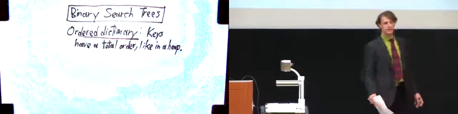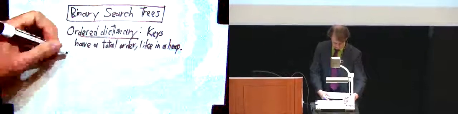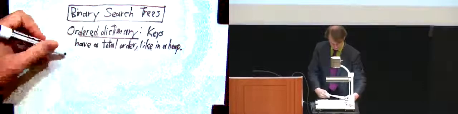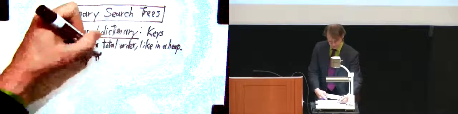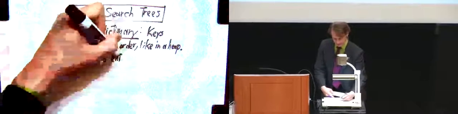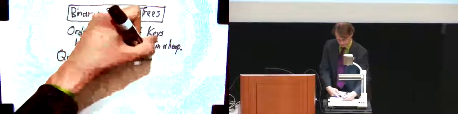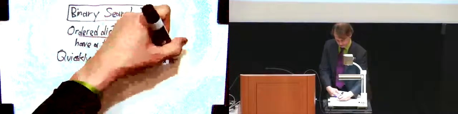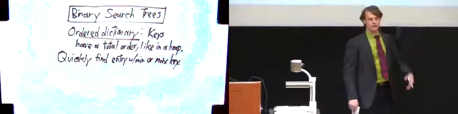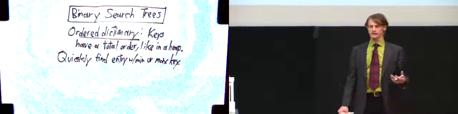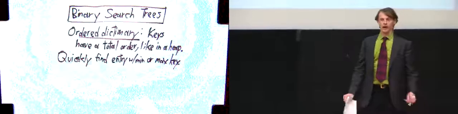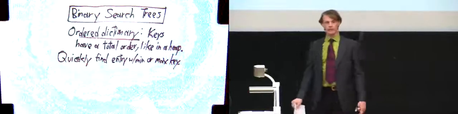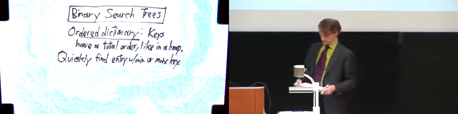But you can do things you cannot do with a hash table, or more generally with a dictionary abstract data type. You can quickly find the entry with the minimum or maximum key. So you remember one of the special powers of a binary heap is that it allows you to find the item with the minimum key. Well, this one will do the minimum or the maximum, but it's not as fast as a binary heap.